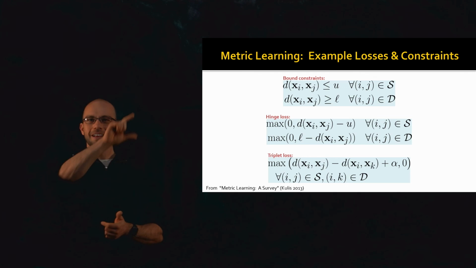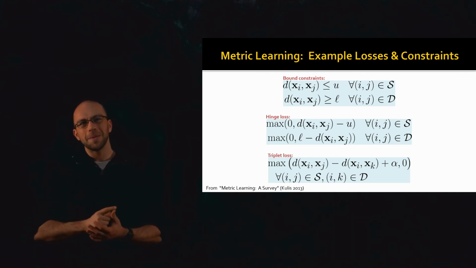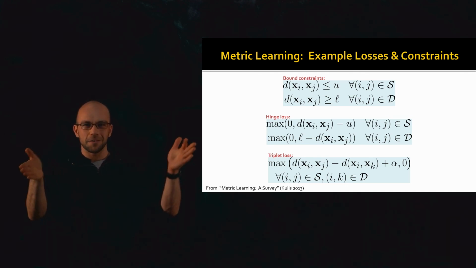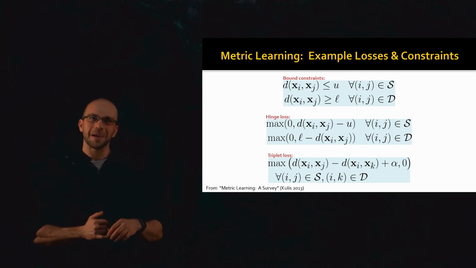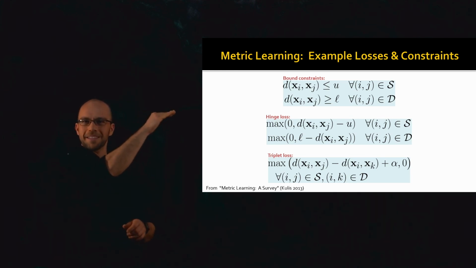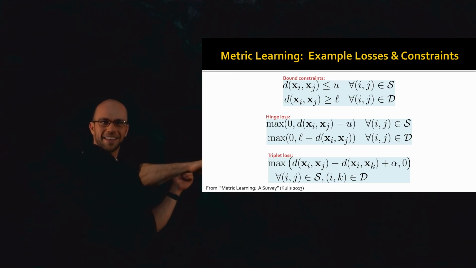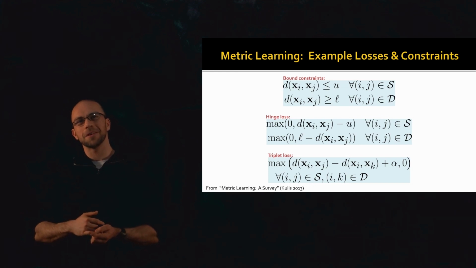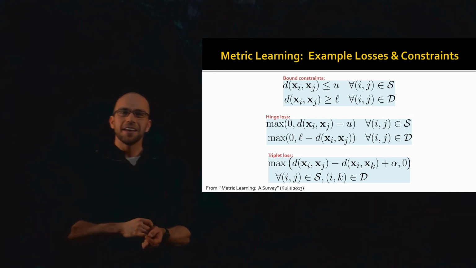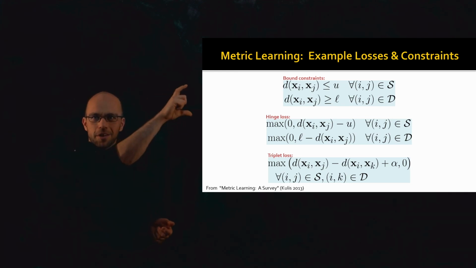So for example, I could have bound constraints, like every pair that's inside of S has to be closer than U, U standing for upper bound, and every pair of points that's in D needs to be distance at least L away from each other. And then I could optimize, for example, for a Mahalanobis metric that satisfies these constraints. This is the sort of hard constraint version.